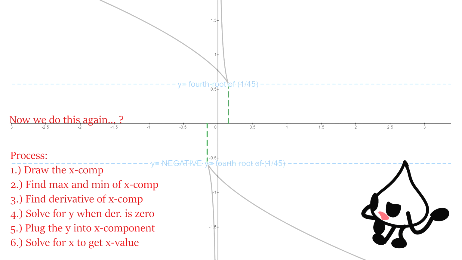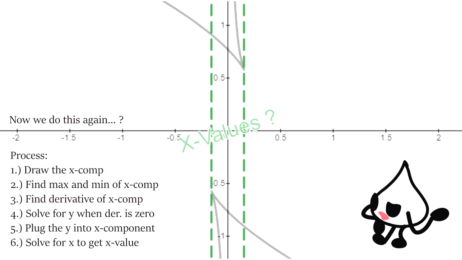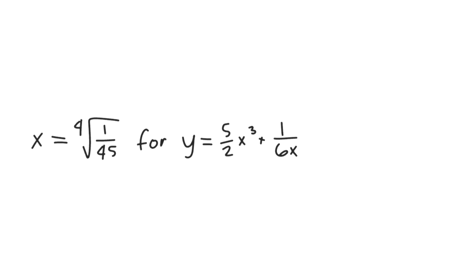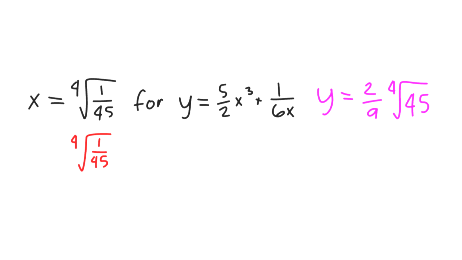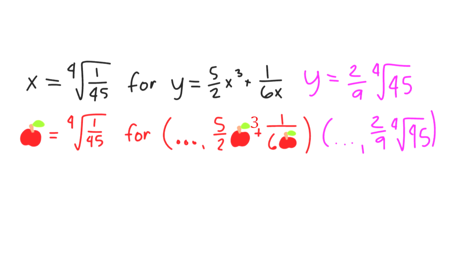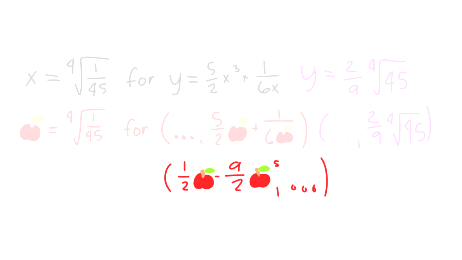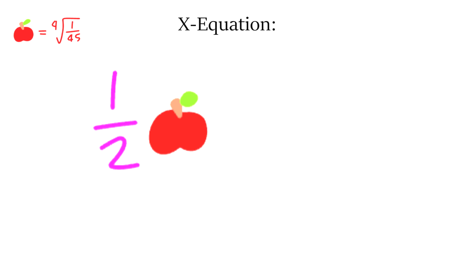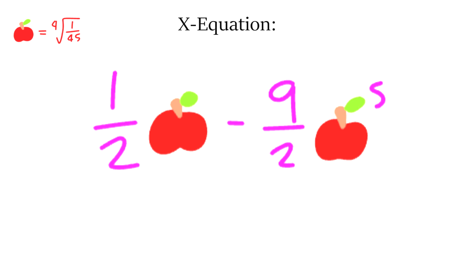Now we do the same long process for getting the x, right? Nope, not really. Plugging the fourth root of 1 over 45 into the x variable of the y component to get 2/9 fourth root of 45 is the same thing as plugging the fourth root of 1 over 45 into the a variable of the y part of the parameter to get the same answer. And since x also depends on the value of a, we can use that same number to get the x part of the parameter. So our equation of x is 1/2 a minus 9/2 a to the fifth.